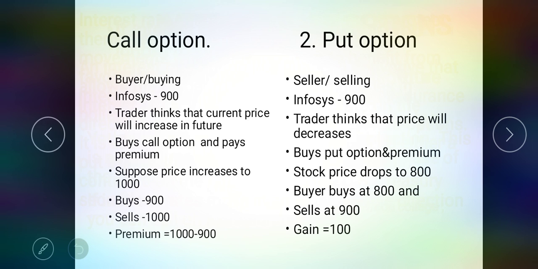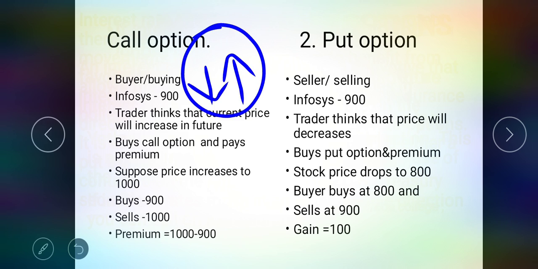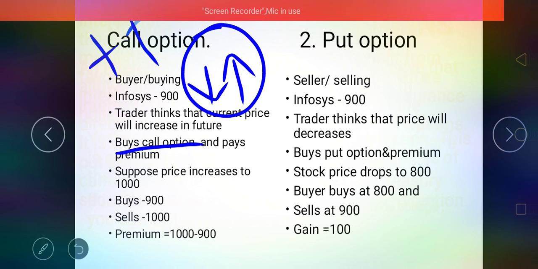For example, if we take a company like Infosys, suppose Infosys is currently trading at rupees 900. Here, a trader thinks that the current price of Infosys is undervalued and is expected to increase in the future. It is an assumption. In this case, he is going to buy a call option, and while buying a call option, he pays a premium.